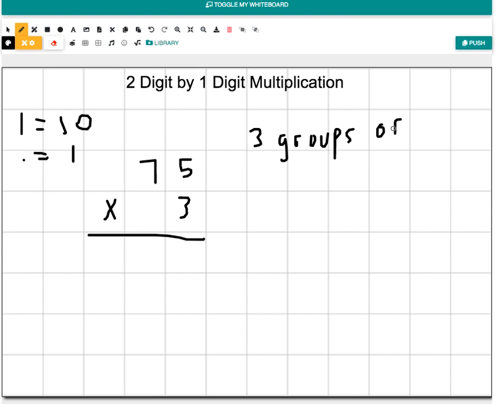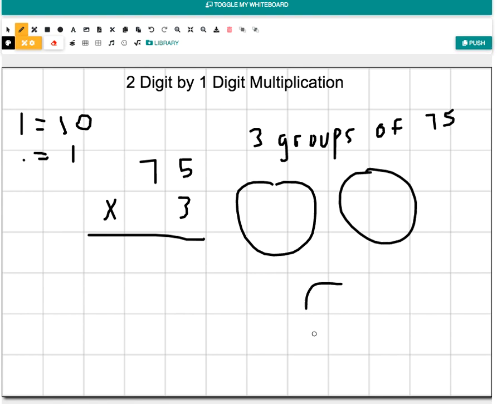of 75. So I told them to always put the small number in the front because we don't want to have to draw 75 groups of 3. That would take a real long time compared to 3 groups of 75. So we're going to do our 3 groups. So 1, 2, 3. Then we're going to put 75. We're not going to put 75 dots because that would take a long time. We're going to use our rods and our dots for 10s and 1s.